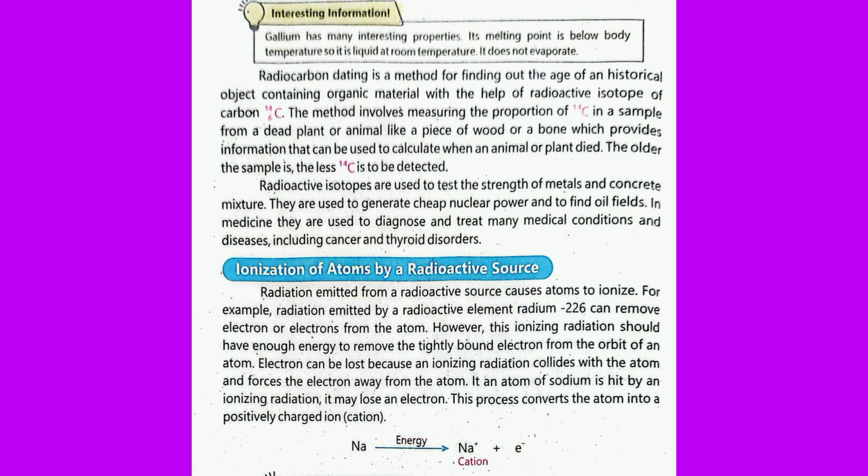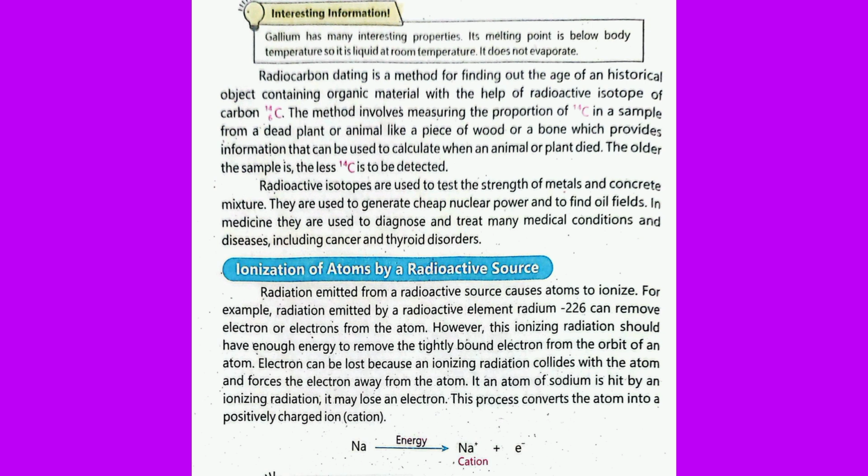Ionization of atoms by radioactive sources. Radiation emitted from a radioactive source causes atoms to ionize. For example, radiation emitted by the radioactive element radium-226 can remove an electron or electrons from the atom. However, this ionizing radiation should have enough energy to remove the tightly bound electron from the orbit of an atom.